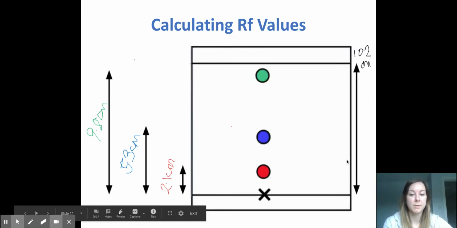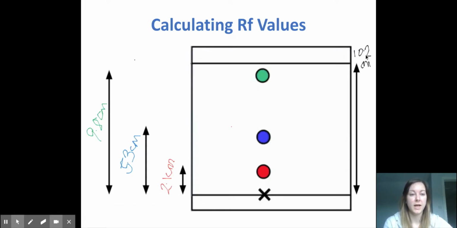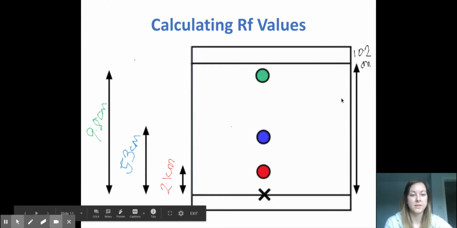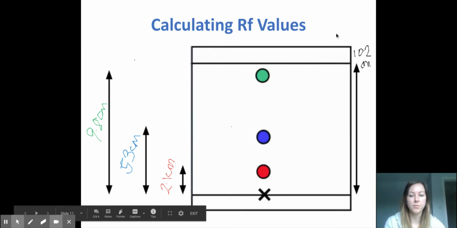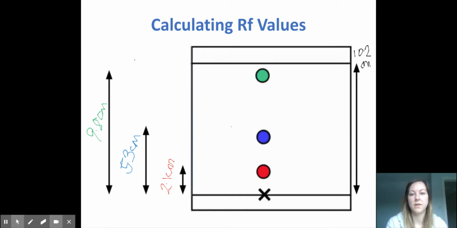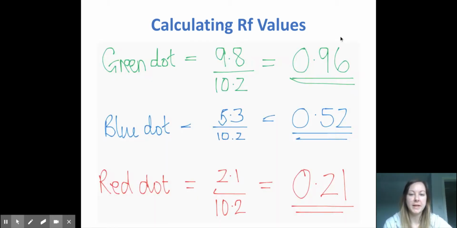So what I did was I measured this on the screen with my ruler, and I have a distance the solvent travelled of 10.2 centimetres. The red dot was 2.1, the blue dot was 5.3, and the green dot was 9.8. So what I want you to do is pause the video, go and calculate the RF, the retention factor values for the green, blue and red dot, and then unpause the video and check over your answers. Hopefully you managed to do that okay.